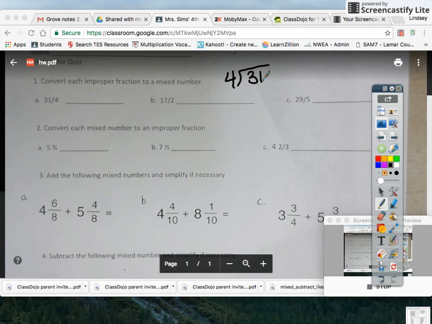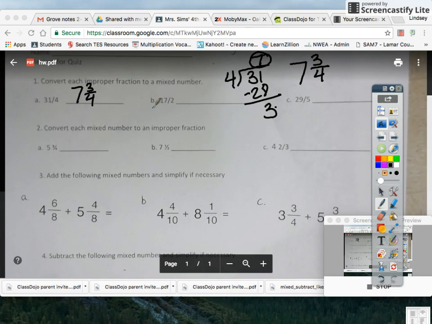31 divided by 4. So you ask yourself, how many times will 4 go into 31 without going over? The answer is 7. 7 times 4 is 28, and then there's 3 left over. This information tells us our mixed number. The quotient is the whole number, the remainder is the numerator, and the 4 is the denominator. So the answer would be 7 3/4.